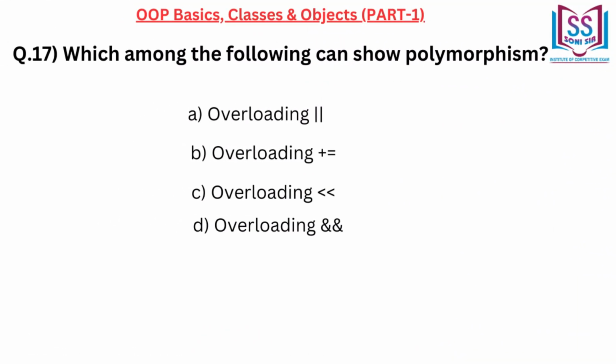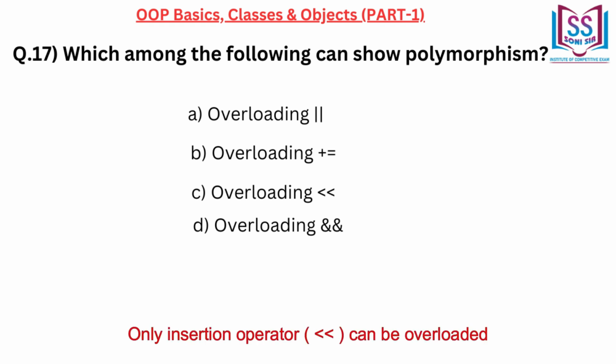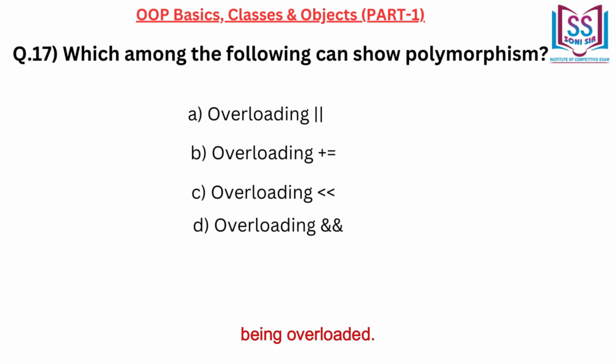Which among the following can show polymorphism? A. Overloading logical or operator. B. Overloading addition assignment operator. C. Overloading insertion operator. D. Overloading logical and operator. Correct answer, C. Only the insertion operator can be overloaded among all the given options. And polymorphism can be illustrated here only if any of these is capable of being overloaded. Overloading is a type of polymorphism.